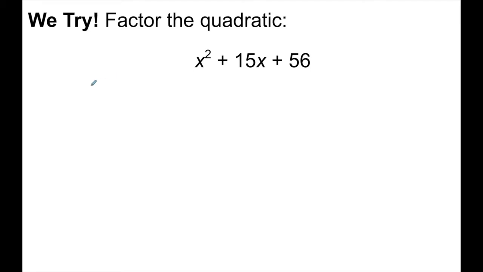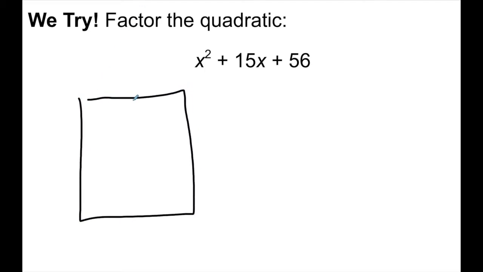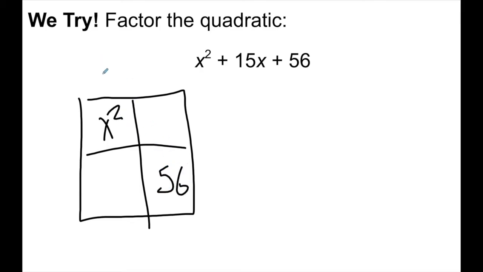What am I doing first? First, I am setting up my box. What's going in the top left? X squared, bottom right, 56, up top, X and X. And now I need to make 56. How can I make 56?